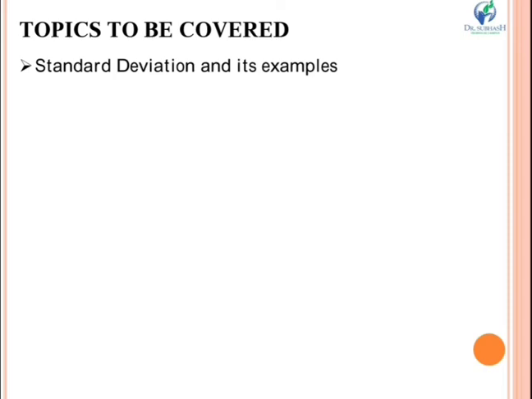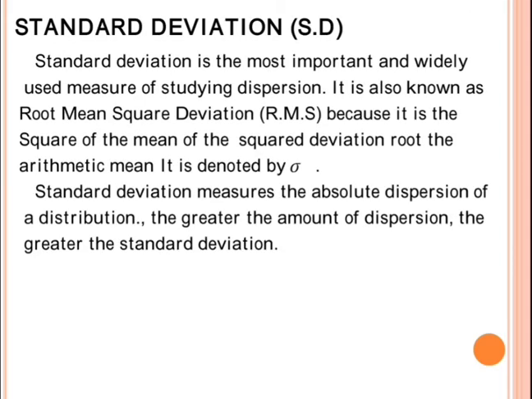Today we will discuss the second topic, that is standard deviation and its examples. In our last lecture of measures of dispersion, we learned how to find mean deviation about mean, median and mode for various grouped and ungrouped data. We also learned how to find the coefficient of mean deviation. So today in this lecture we will learn the second part of the chapter, that is the standard deviation and its examples. Now first let us see what is standard deviation.